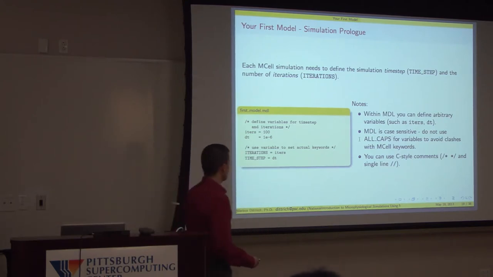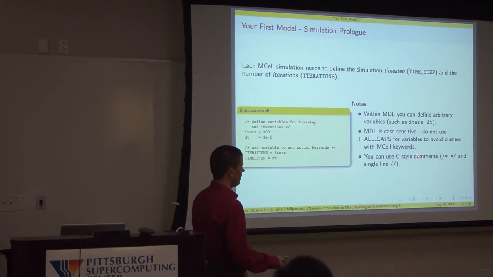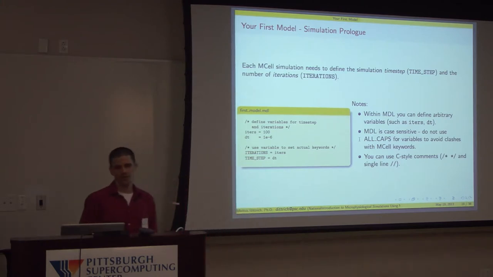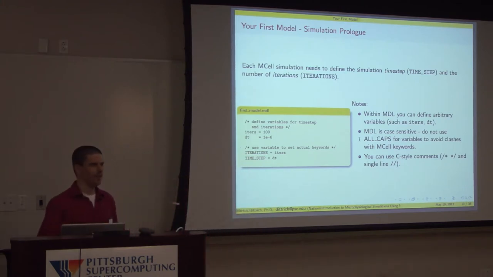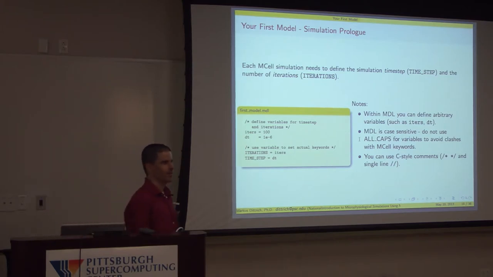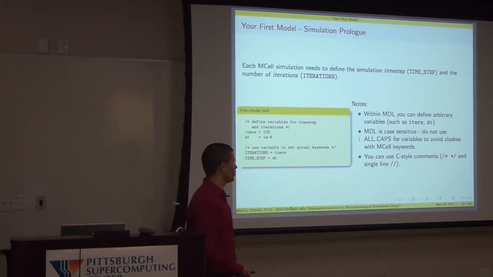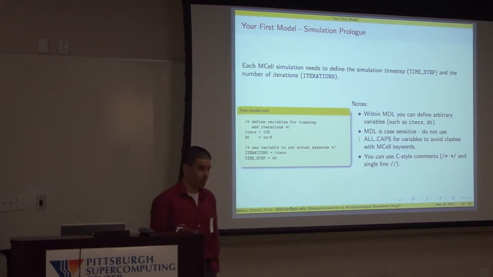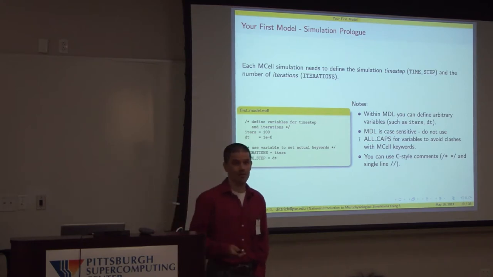So within MDL, you can use comments. These are C-style comments for those of you who do C programming. So you can have multi-line comments like so. And you can also have single-line comments like in C99. It's good to comment your MDL. It's just like if you write a program, it's good to be very verbose. You might want to put in where you got your parameters from, perhaps what paper it came from.